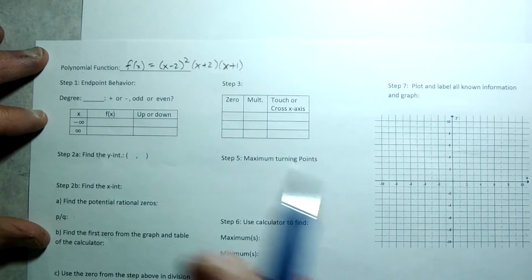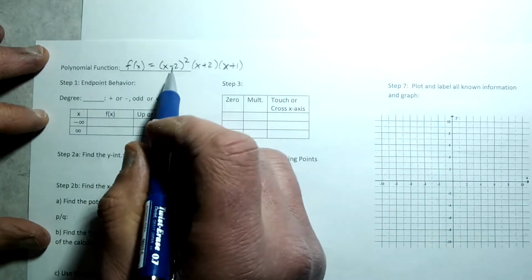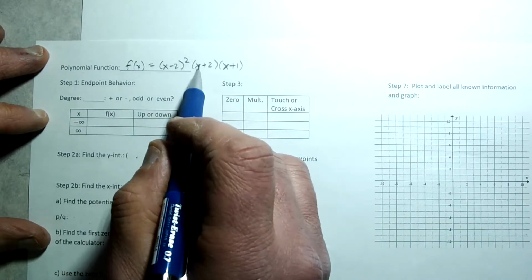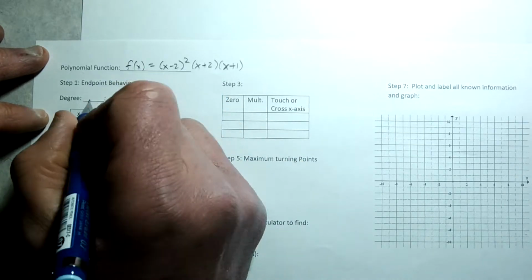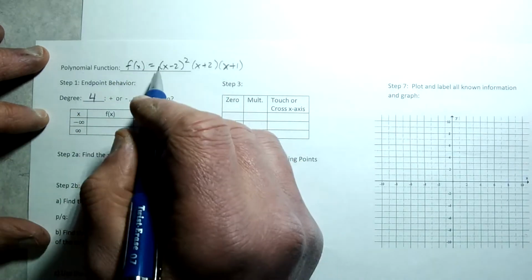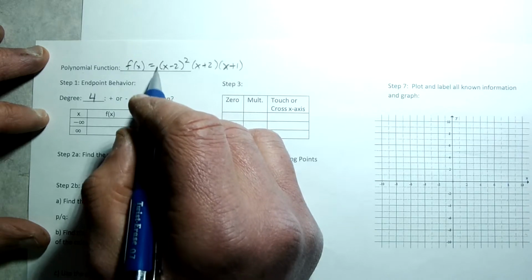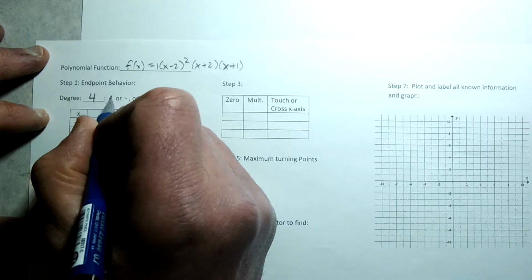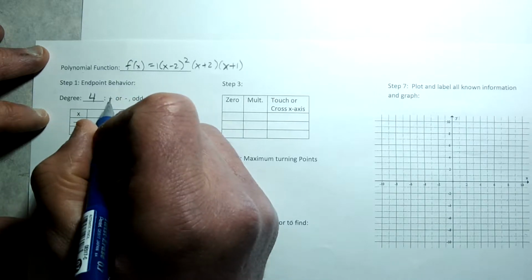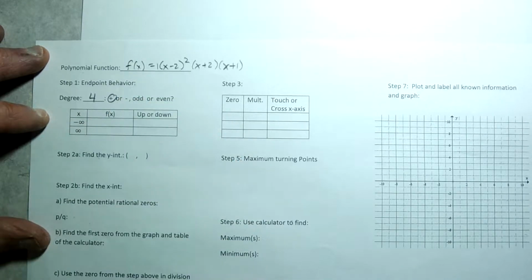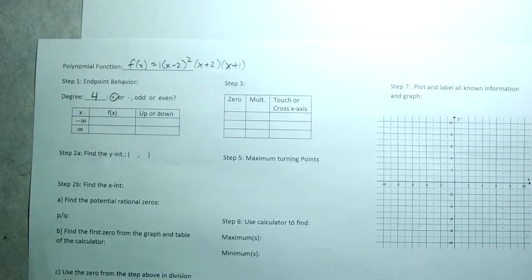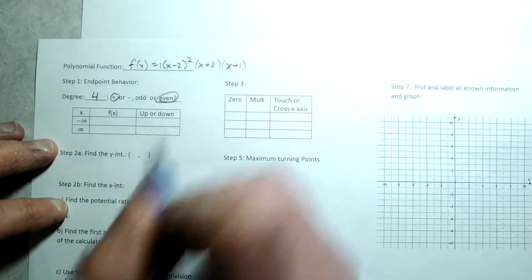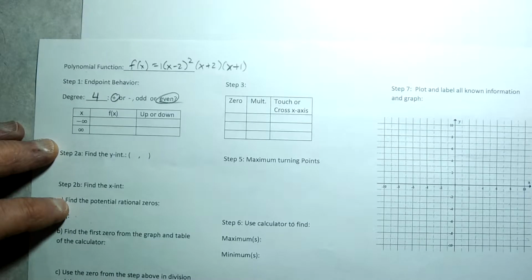So the first thing we're going to do is look at the end behavior. Because it's an even degree, you have x to the second times x to the second, which would be x to the fourth. And it's positive because the value in front here is a positive 1, or at least it's implied to be that. An even degree positive function is going to have both ends either go up or both ends go down as far as the end behavior.